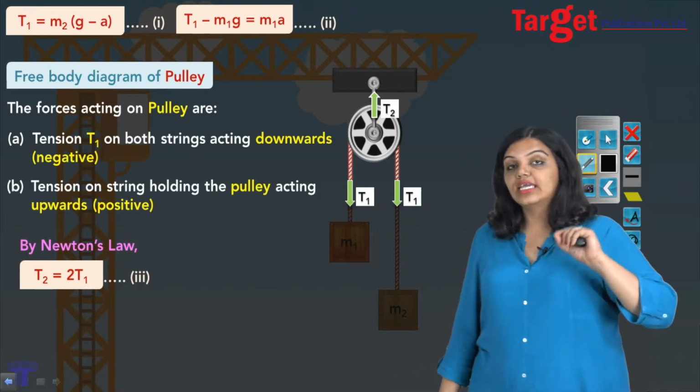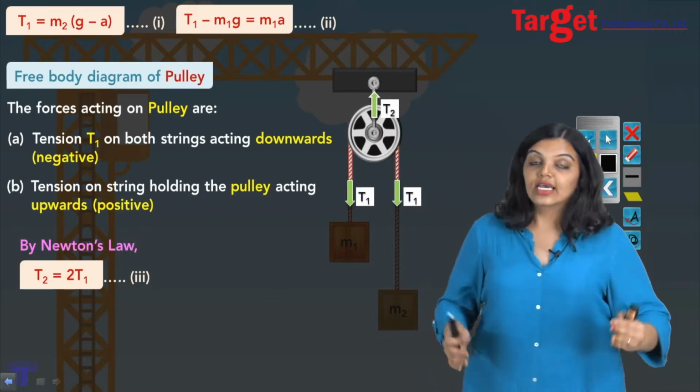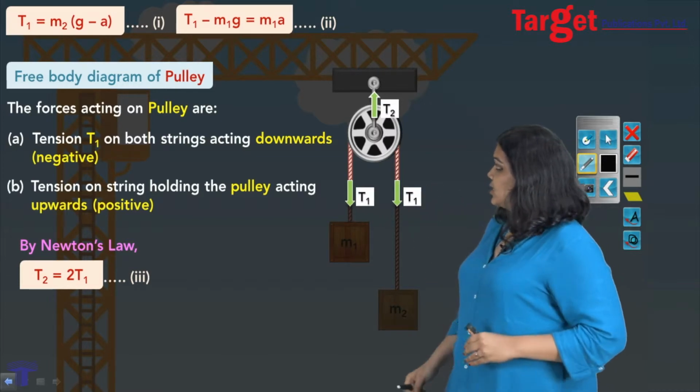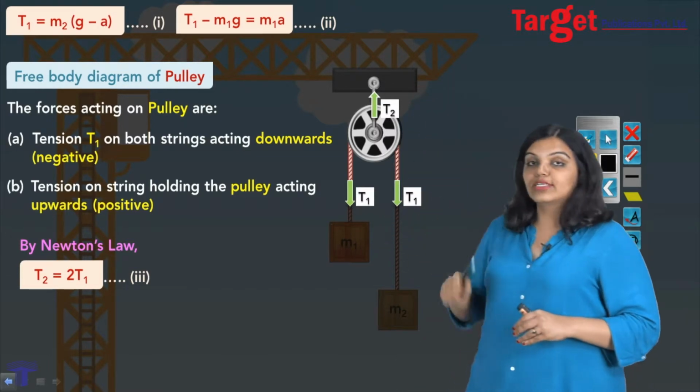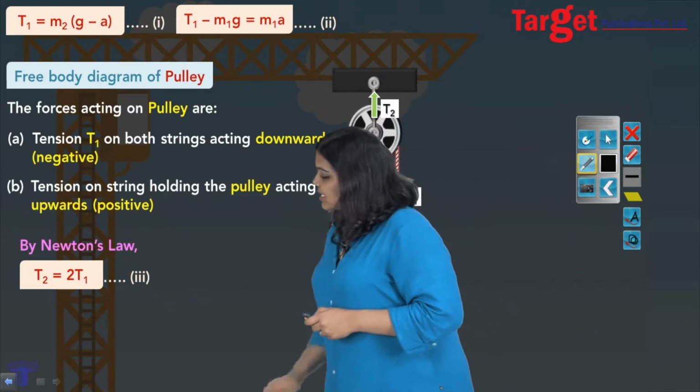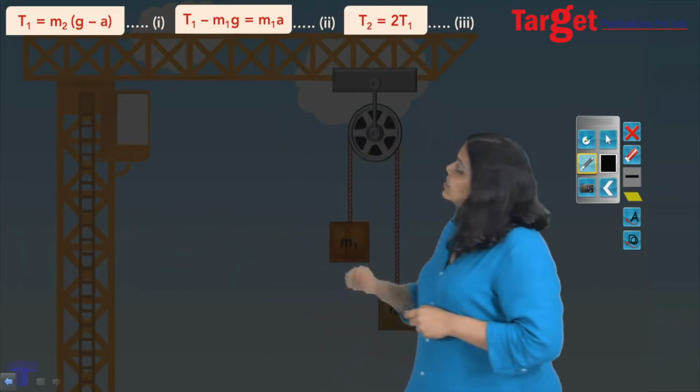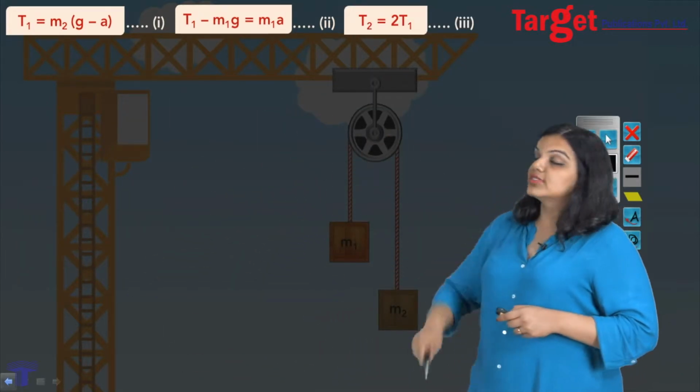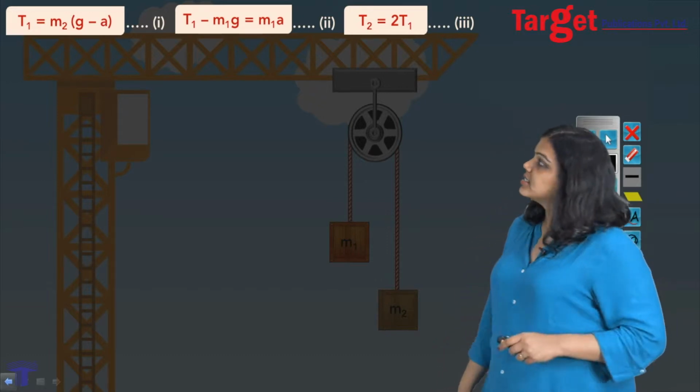I have written it to be equal because the pulley is not moving. So this is an equilibrium equation where T2 must be balanced by 2T1. This acts as my third equation. I need it, I keep it. Now I'm going to use only the equations to find out my answers.